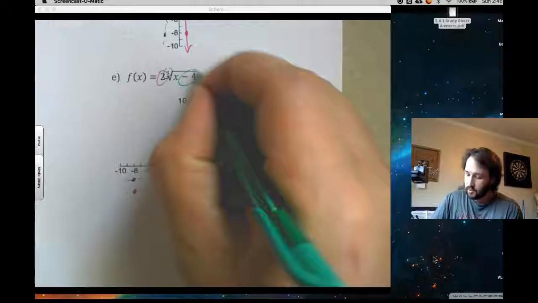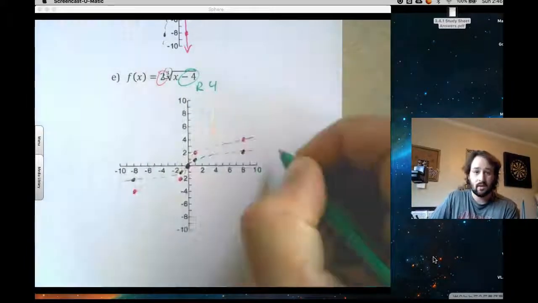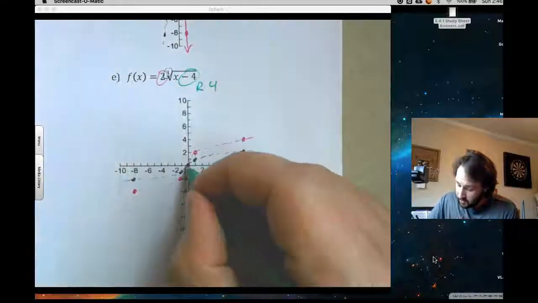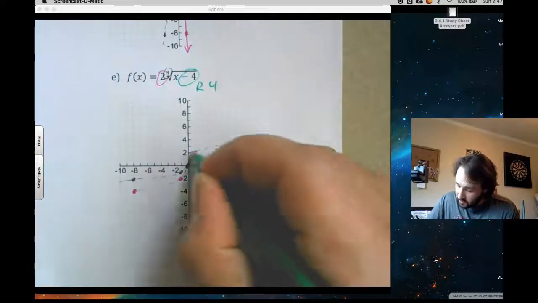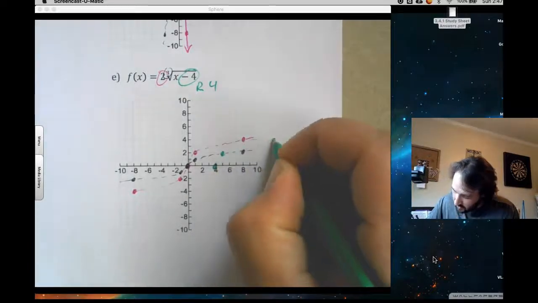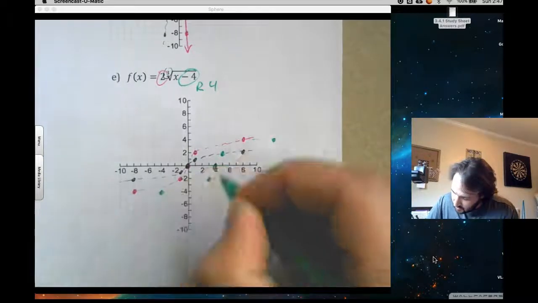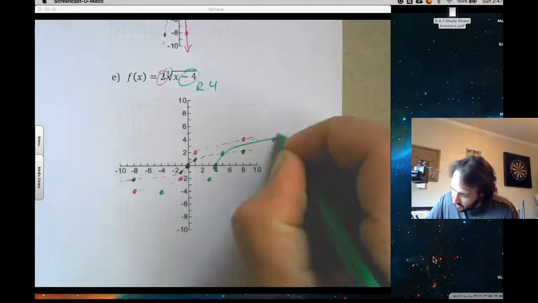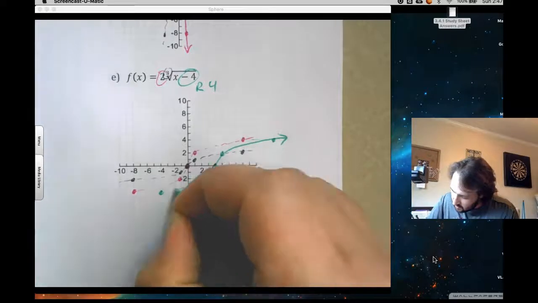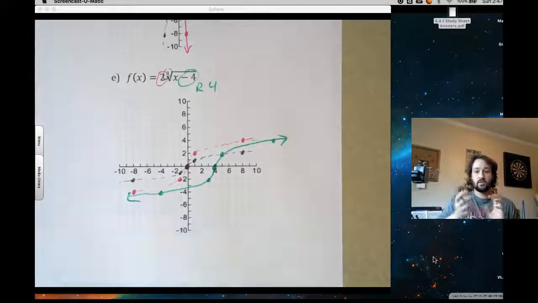Now this -4, don't forget if it's inside with the x, it does the opposite. So this takes all of it and moves it to the right 4. So right 1, 2, 3, 4, right 4, here we go there. Right 4 is off the graph, right 4, and right 4. So now I have my final graph here in the green with all of my stretches and moving, all of that happening.